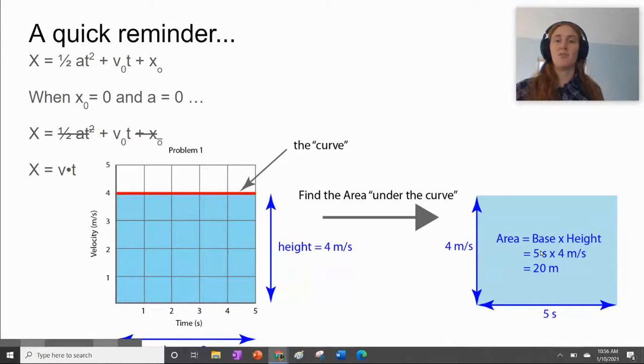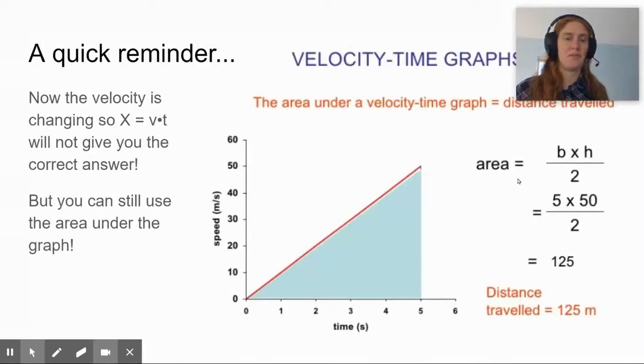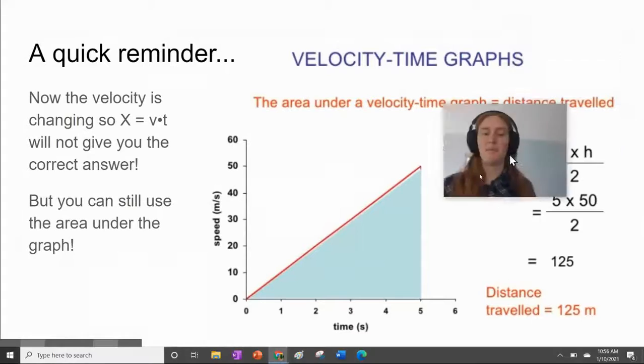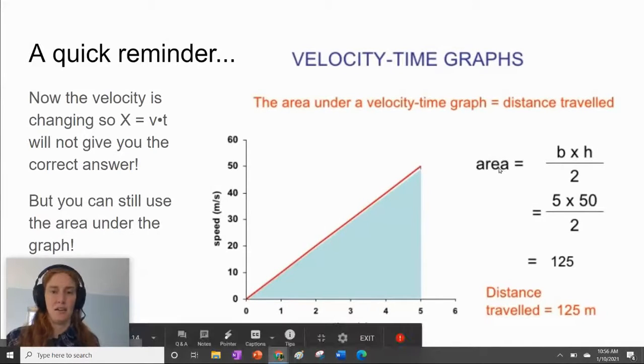Now, this works great if you're going at a constant velocity, because that area is a rectangle. So you can just do velocity times time. But the reason why I bring this up is it does not work if you're speeding up or slowing down. So for example, if you're speeding up, now that graph is going to look like a triangle.